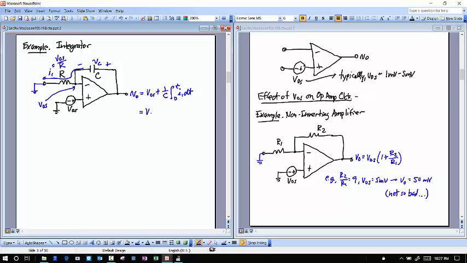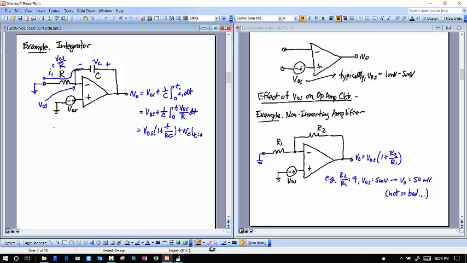And so I can then write this as VOS plus 1 over C, integral from 0 to t of VOS over R dt, which when I evaluate this is going to be VOS times 1 plus t over RC plus that initial voltage condition, which I'll call V sub C, at t equals 0. Okay, so that's now what my output voltage is equal to. And if you look at this, this is now a function of t.